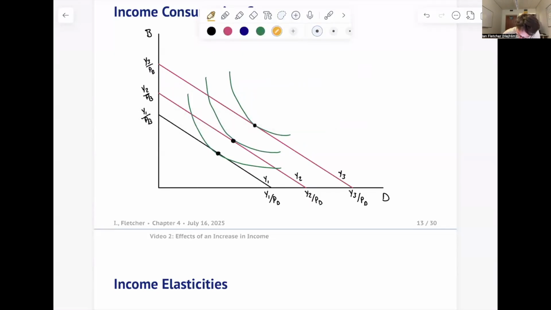And so we're able to draw a line very, very similarly to the price consumption curve straight out of this. And this is called our income consumption curve. And so if we think about this, right, we can call our budget line 1 y1 equals pb qb plus pd qd. Our second budget line is when income increases.